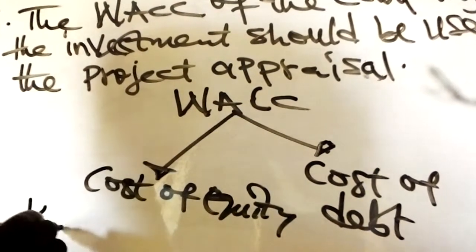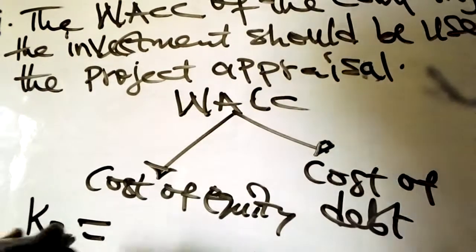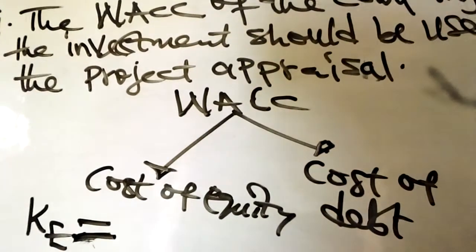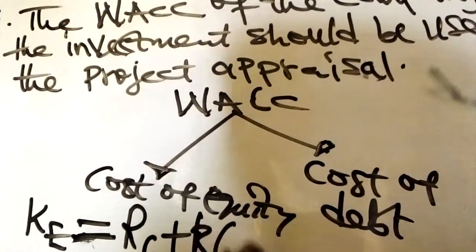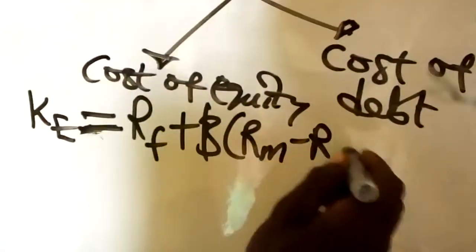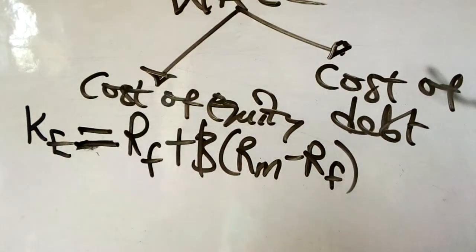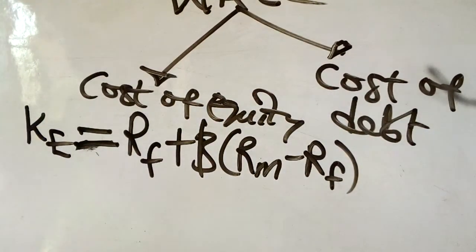I've told you that if you have watched my lecture under capital asset pricing model, where risk is involved, you are expected to use the capital asset pricing model formula in estimating the cost of equity. The cost of equity is the risk-free rate plus the beta times the market return minus the risk-free rate. That is the formula for estimating the cost of equity under the capital asset pricing model. If you have watched my lectures on cost of debt, then you'll be able to get how to calculate the cost of debt.